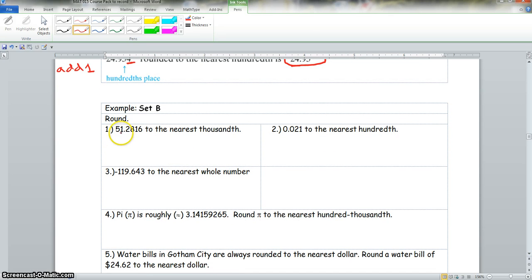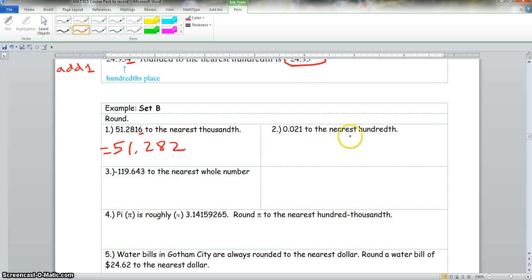It says here round 51.2816 to the nearest thousandth. So we would go to the 10,000ths place, which is this 6. Now this 6 falls in the 5 through 9 category, so we would add 1 to the thousandths place. And our answer would be 51.282.